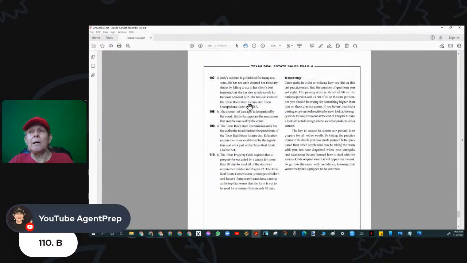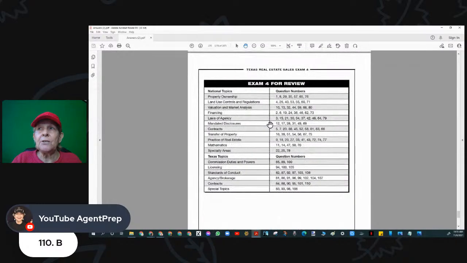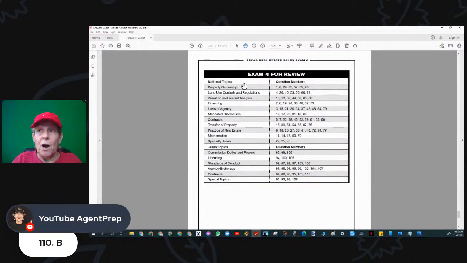So you see, you want a prep book. This is a prep book that explains the answers so that you can understand it if for some reason you get it wrong. And then after the answers, it has a review of all the questions, be it national and state. Let's say you took the exam and you had a weakness of standard of conducts. Then you go and read and study these questions, 82, 87, 92, 97, 103, 106. If you have a weakness on special topics, you go back to that exam and review these questions and read the answer so that you can better understand it.